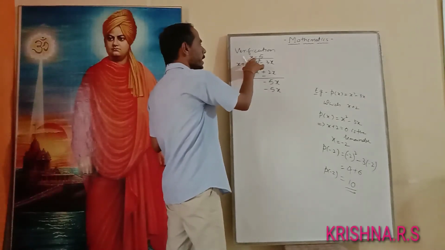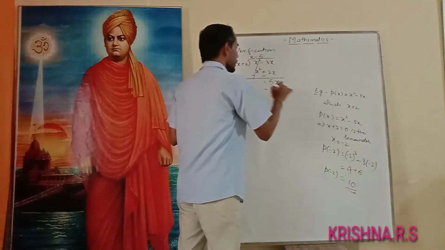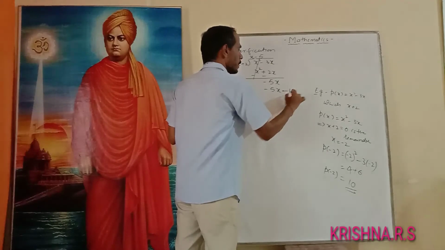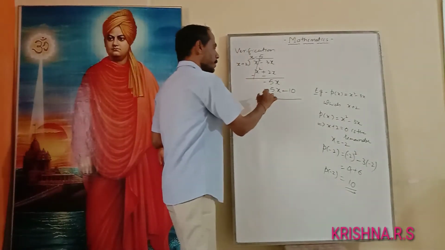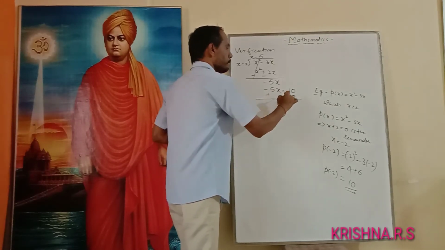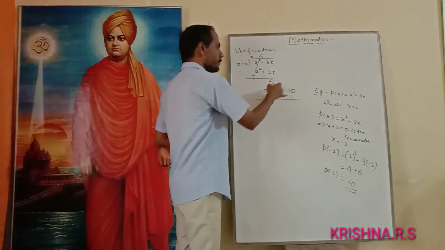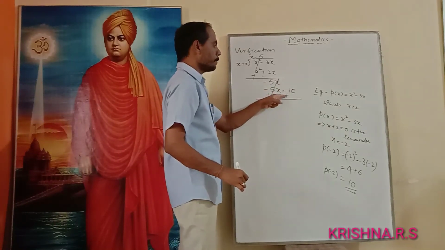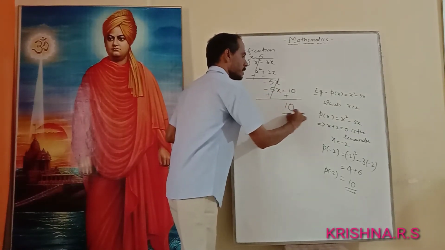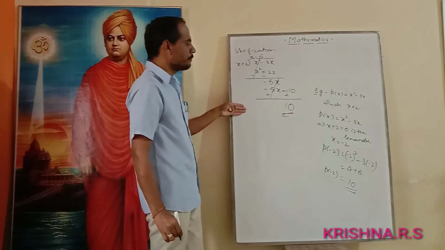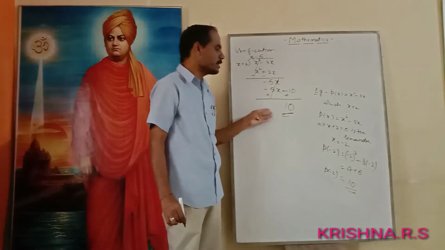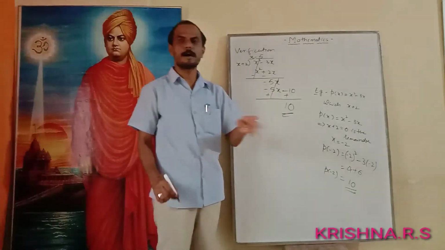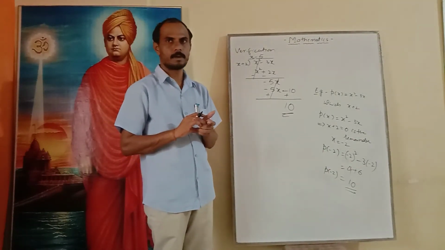Next, plus 2 into minus 5 is minus 10. Now what is the step? Change the sign of the below term. Minus becomes plus. Minus 5x plus 5x gets cancelled, 0. Plus 10. What is the remainder? Plus 10. See, by doing the actual division we are finding the remainder. Without doing the actual division we are finding the remainder using the remainder theorem. This is the application of the remainder theorem. I hope you understood this one.